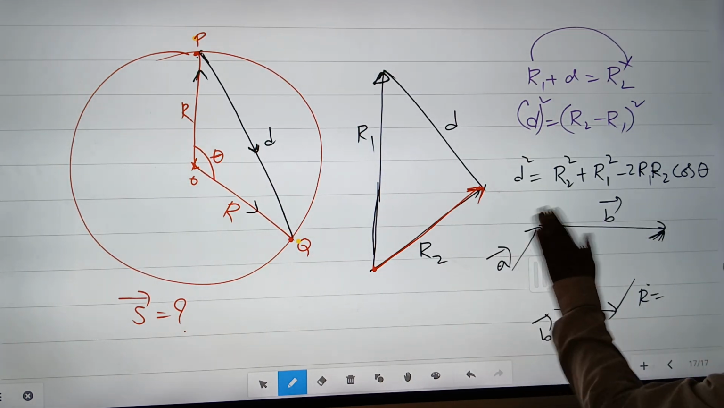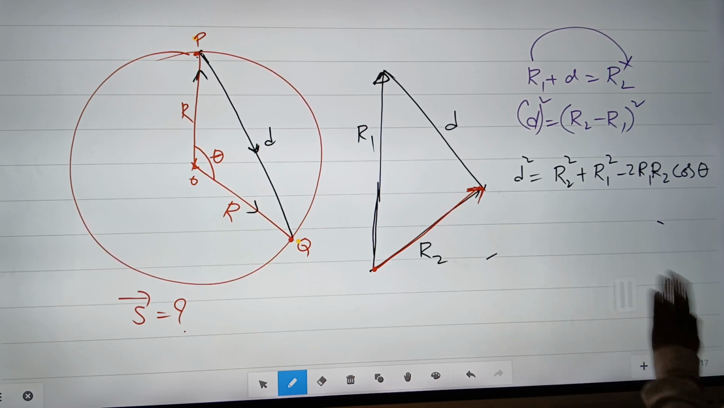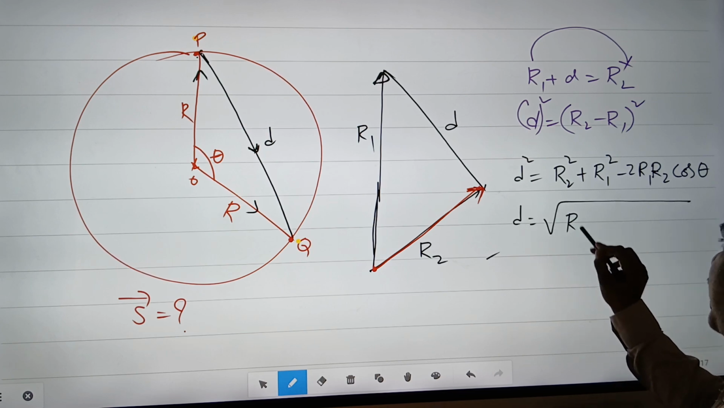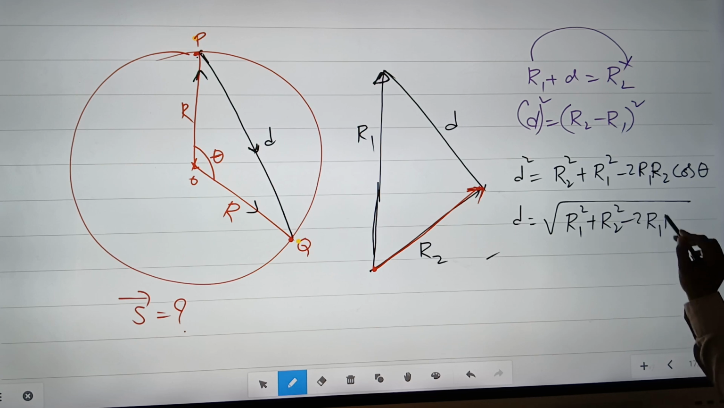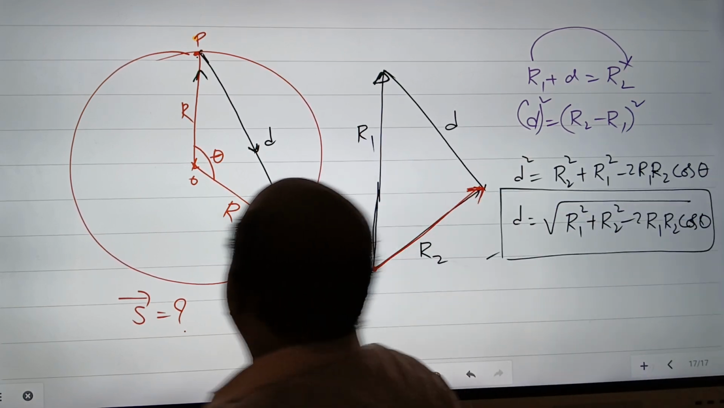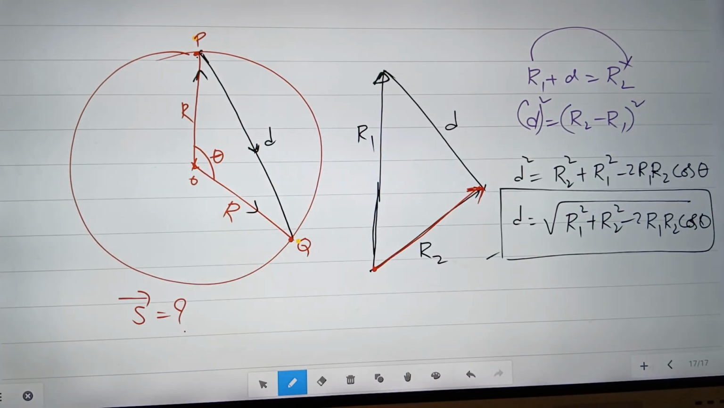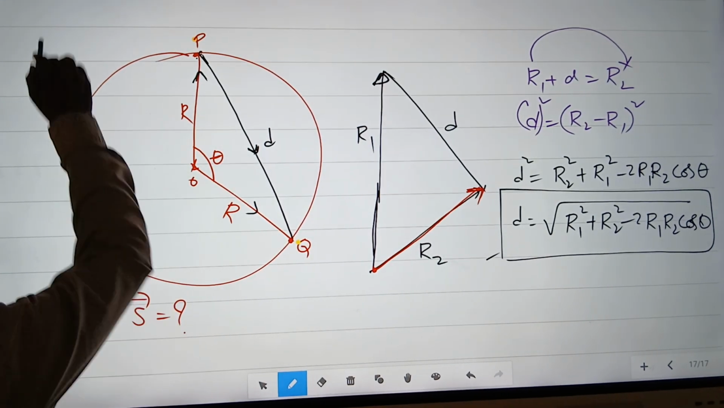Same thing I am applying here also. Observe carefully. D square is equal to R1 square plus R2 square minus 2 R1 R2 cos theta. This is the important relation to find the resultant vector. Vector parallelogram law I applied there. Based on this, I will give one numerical now. Once again, this is a very important concept.